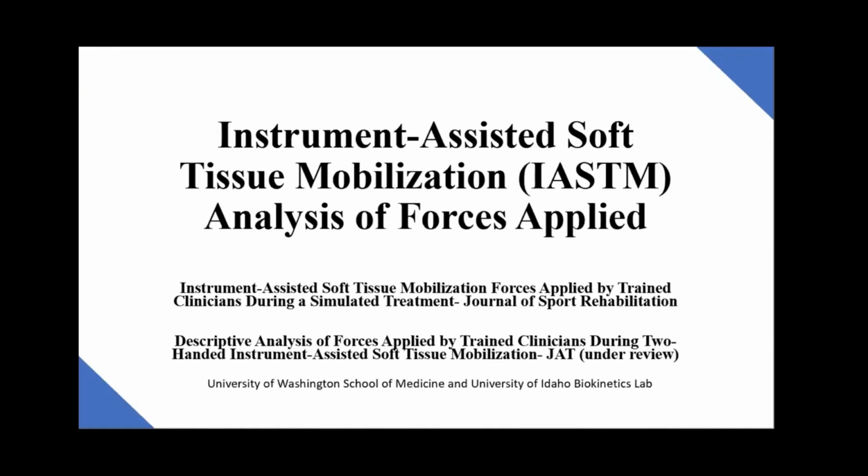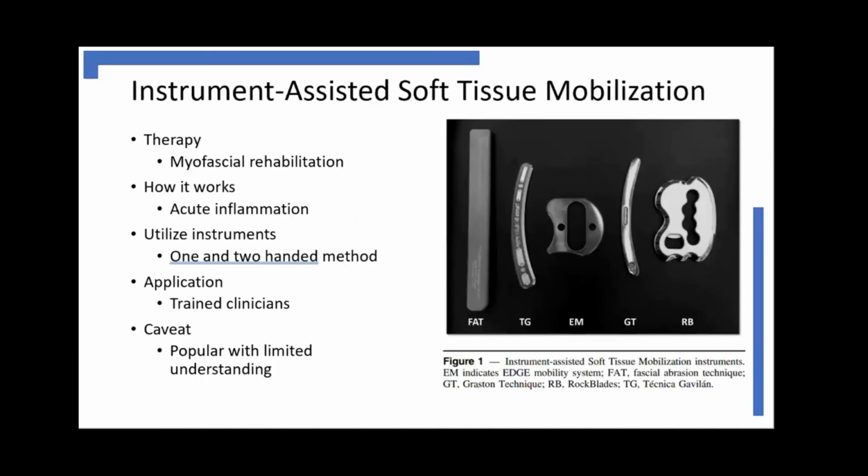So my research is on instrument-assisted soft tissue mobilization, or iSTEM, and we studied the forces being applied through that. So what is iSTEM? Instrument-assisted soft tissue mobilization is a therapy that many people at this conference may have seen or experienced. It's quite popular. It's a therapeutic intervention used for myofascial rehabilitation and chronic pain, surgical recovery, or overuse conditions.